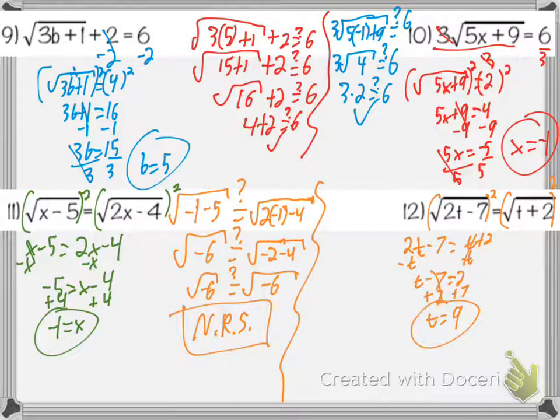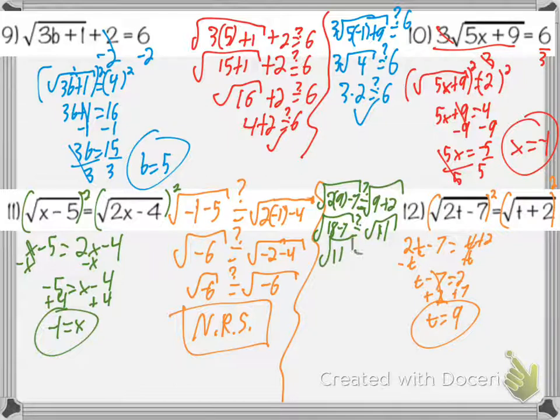Plug it back in to check because we're good math students. We'll end up having the square root of 2 times 9 minus 7 equals the square root of 9 plus 2. 2 times 9 is 18 minus 7. Square root of that is equal to the square root of 11. Well, what's 18 minus 7? 11. The square root of 11 is equal to the square root of 11. Yeah, I'd say so. And those are positive this time, so we're good to go.